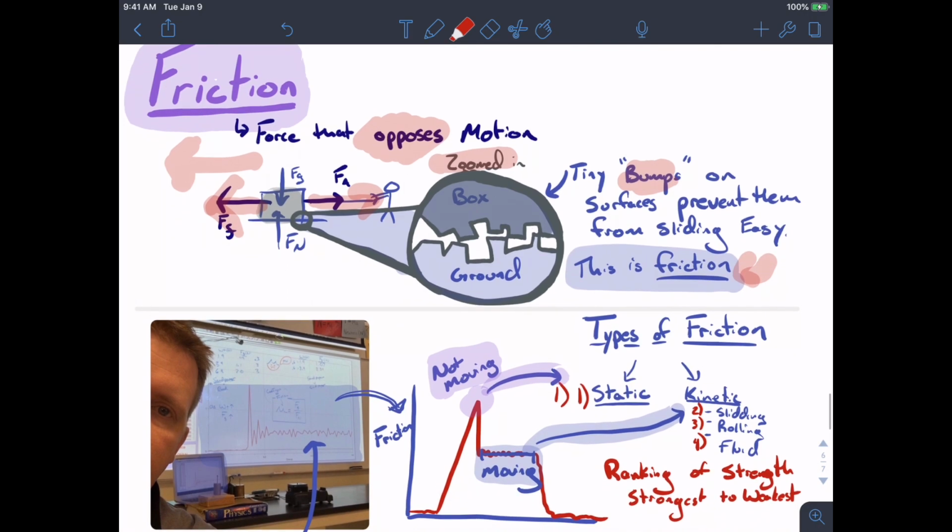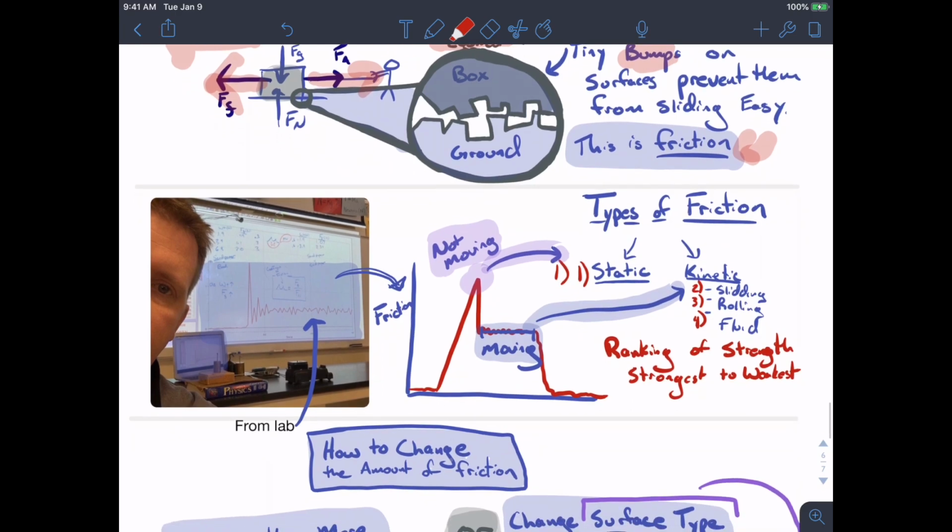From this, we were then able to figure out in lab, we did some more experiments, and we found out the different types of friction. The first two, the main categories, are static and kinetic. Static means not moving, and kinetic means moving.